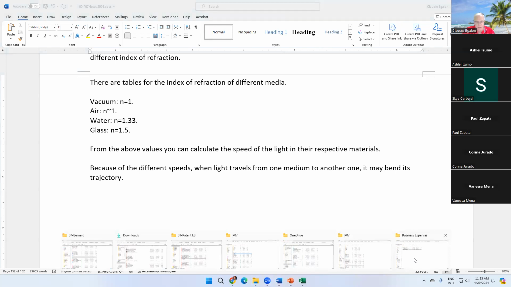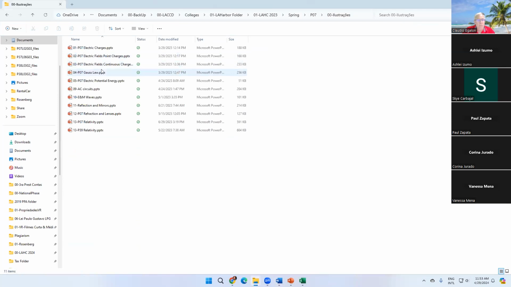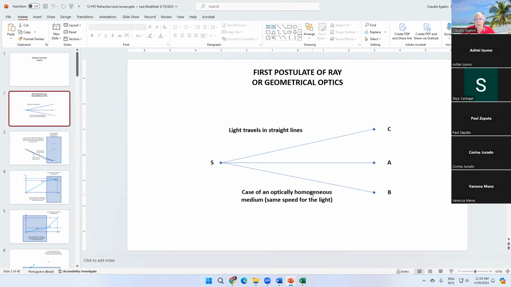Let me see if I can find my illustration to show you refraction. Oh, right in here, refraction in lenses. Okay, so here you go. Light travels in straight lines. First postulate of ray optics, right? We have a source here, we have points A, B, and C. If light is going to travel from S to A, it's going to be in a straight line. It's not going to go in a curved fashion or in different zigzag patterns. It's not going to do that.